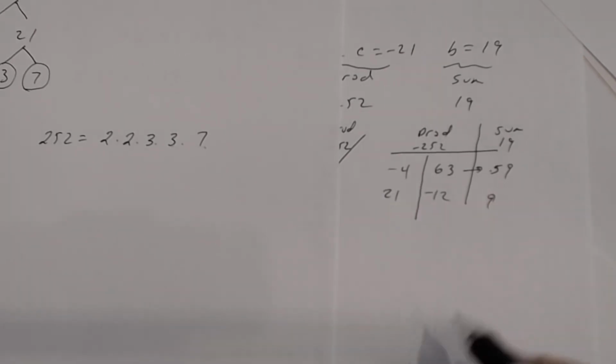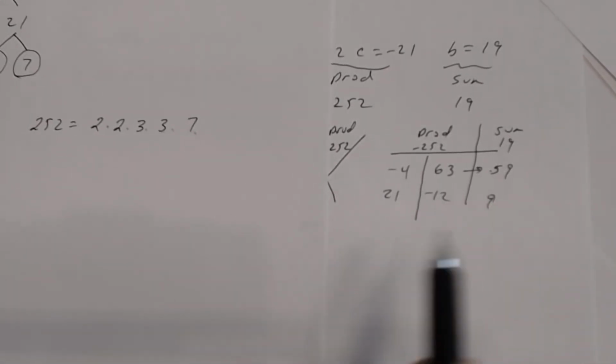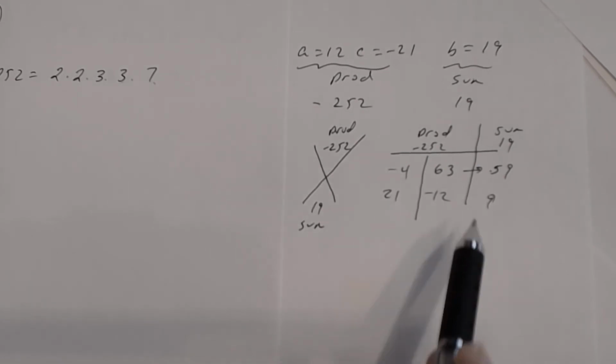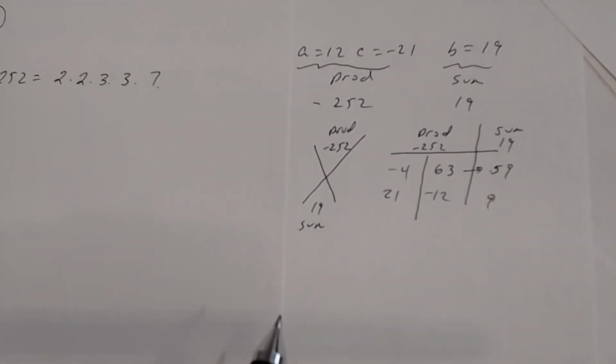Okay, but then you go through the process. You see the process you go through? But you gotta keep doing this until you find the one that works, the one that gives you a product that's negative 252 and a sum that's 19. You gotta find the ones that work. All right, so then we go through the process some more.